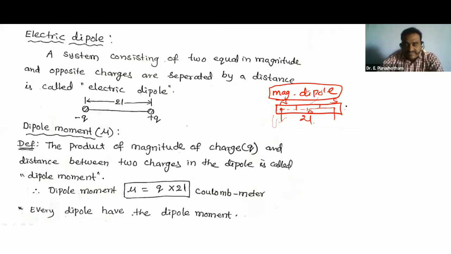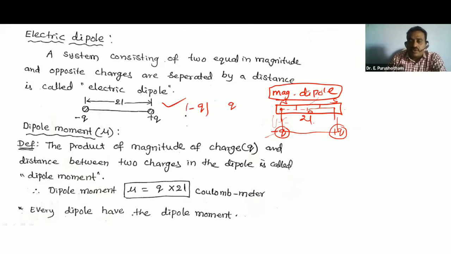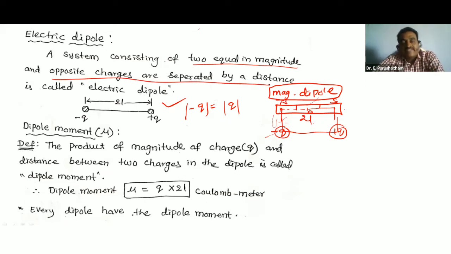In a similar way, I am taking minus q at the north pole and plus q at the south pole. The distance between them is the same 2L. Minus q and plus q are equal in magnitude, and they are opposite to each other. So opposite charges separated by a small distance 2L is called an electric dipole.